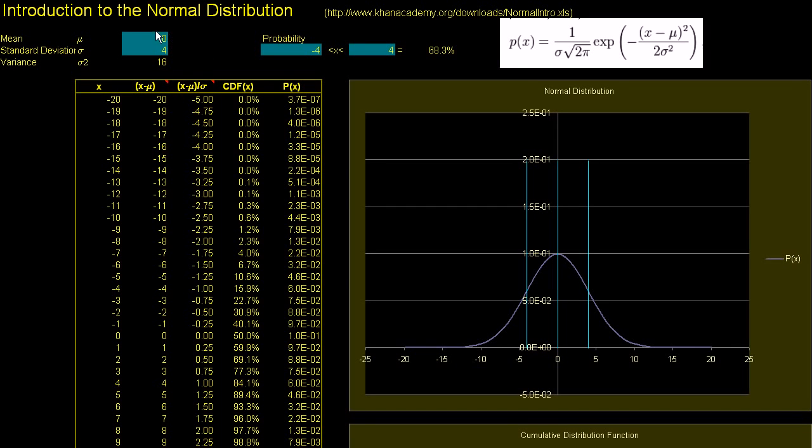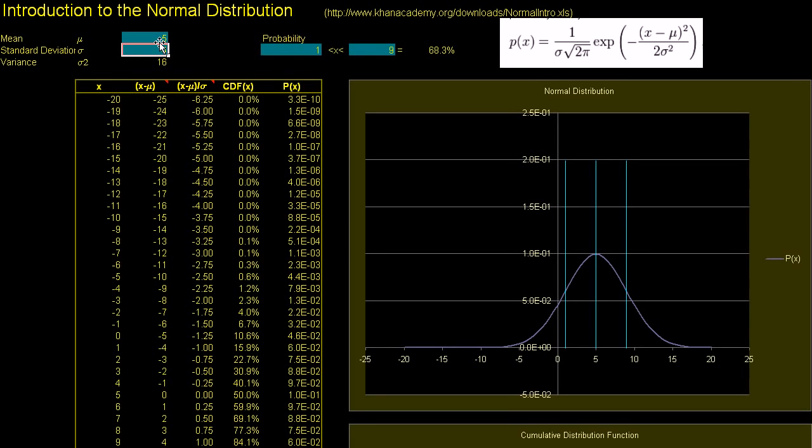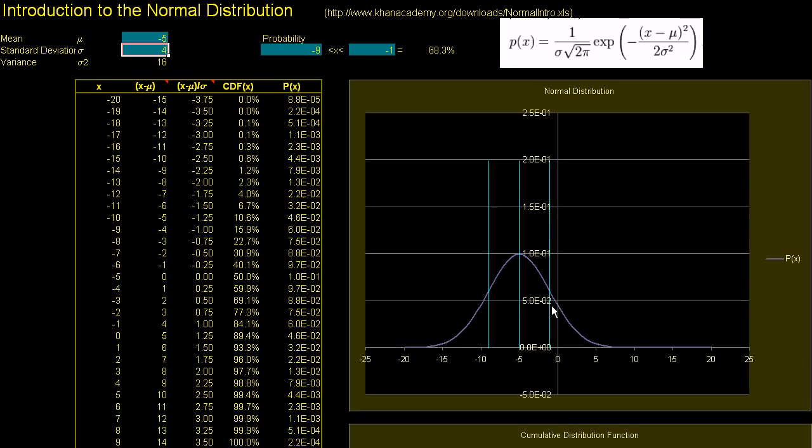And so what happens when you change the mean? If the mean goes from 0 to, let's say, 5, notice this graph just shifted to the right by 5, right? It was centered here. Now it's centered over here. If we make it -5, what happens? The whole bell curve just shifts 5 to the left from the center.